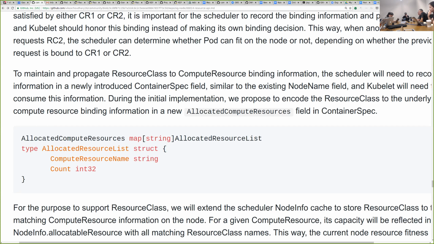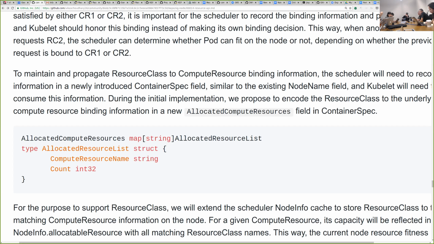That means on the scheduler, we will cache the matching information from resource class to compute resource. The scheduler needs to update its cached information when new nodes are added, but that basically just matches the compute resource exported by the new node to all the existing resource classes. It also needs to update the cached information when a resource class is modified, added or deleted.